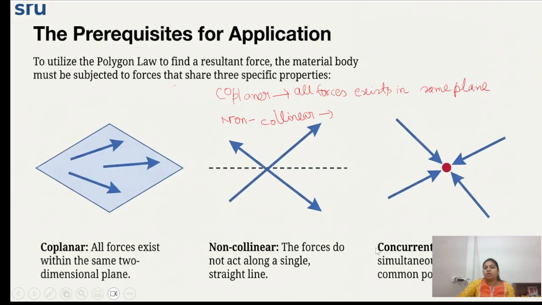And third is concurrent, meaning all forces act simultaneously on a single common point or particle. Whatever forces we take into account to find the resultant force using the polygon law, all should simultaneously act on a single common point or particle. So these three are the prerequisites to apply the polygon law.